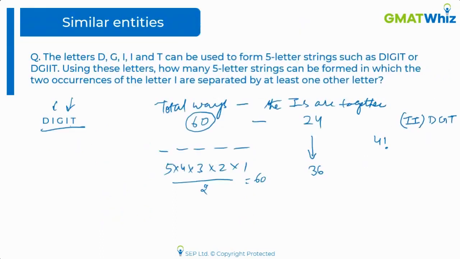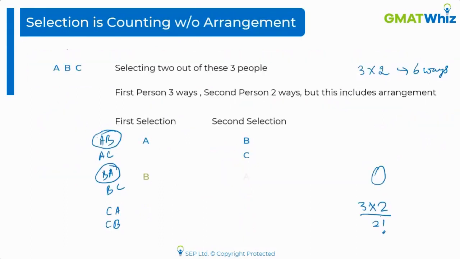If you go back to this question, the one with i's, why did we divide by 2 factorial? Because we did not want the arrangement. The arrangement did not matter in that case. The same thing is applicable here. You have to divide by 2 factorial because the arrangement does not matter. I don't want to get into permutations and combinations, so I'm not talking about that. Just remember, when you're selecting, you have to divide by the number of arrangements.